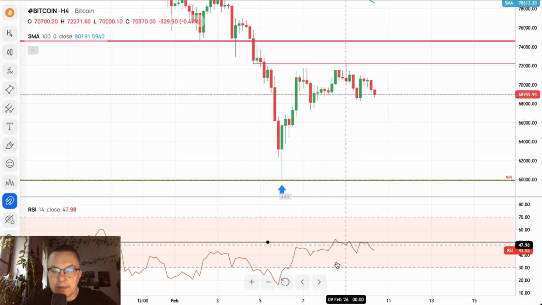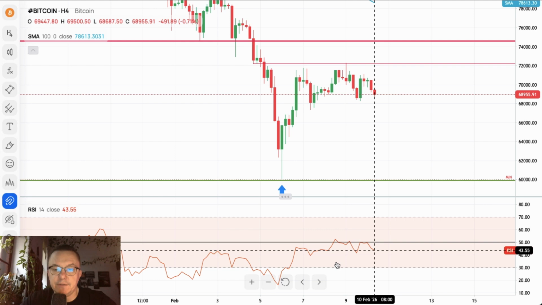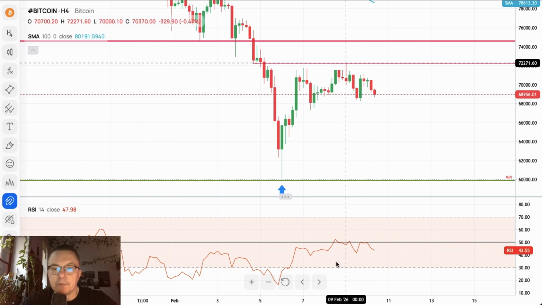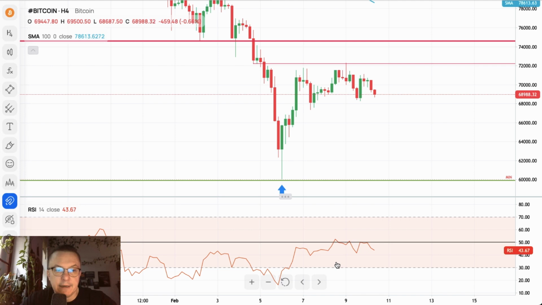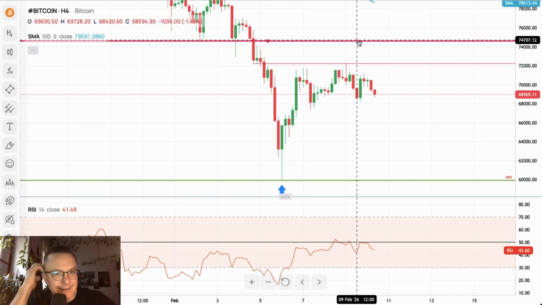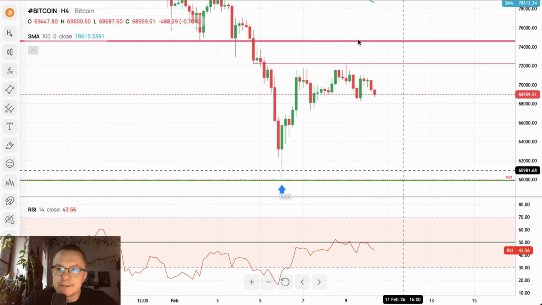especially if we're looking at the RSI. The RSI is unable to break above the level of 50 and sustain the breakout. The bulls are unable to break above the 72,000 level, and they cannot even test the 75,000 technical resistance, right? So this looks like another leg to the downside is cooking on the Bitcoin chart, and it might be made by the end of the week.